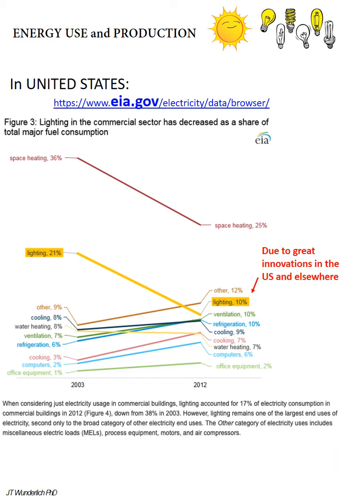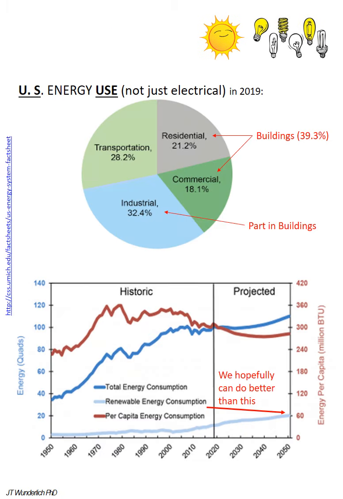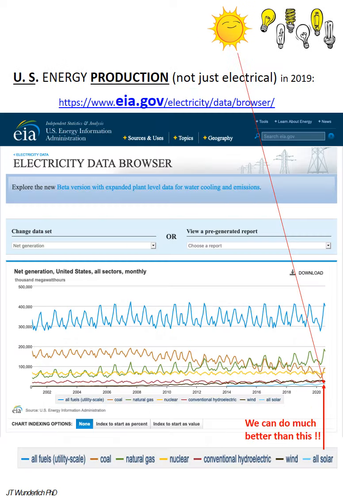And then finally here, before we go into further reading, just consider the energy use and production overall. Lighting technologies, due to great innovations in the United States and elsewhere, are now not as much of a contributor to the electrical load. It's still a big contributor. And you can see now sustainable, renewable energy consumption. Hopefully we can do better than that. And we certainly can do much better than this.